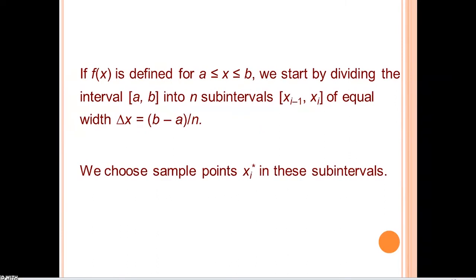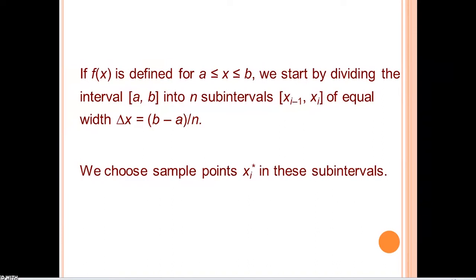So I am going to consider one function which is defined on [a, b]. For the Riemann integral of the function f, we need a partition of the set [a, b]. So we start by dividing the interval [a, b] into n subintervals.